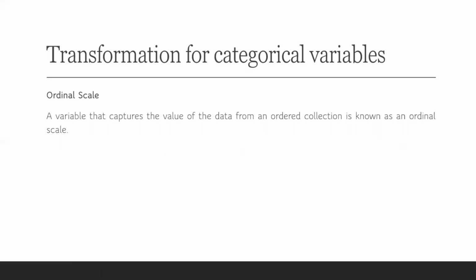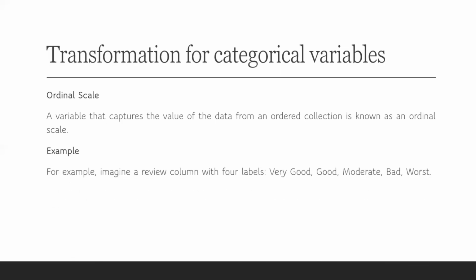Next, we have ordinal scale. A variable that captures the value of the data from an ordered collection is known as an ordinal scale. An example of ordinal scale is below. Imagine a review column with labels: very good, good, moderate, bad, and worst. You can see that all of these are in an order, and hence they represent an ordinal scale. Now let's move forward.